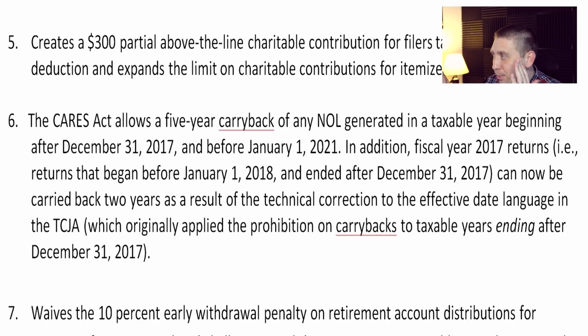So with the CARES Act, if you have an NOL that you've generated in 2020, 19 is gone now, but for 2020, which is coming up, you can take a look at this and see if there's any net operating loss you can carry back, or see if it makes sense to carry forward. But that is one of the largest tax benefits the CARES Act provides, in my opinion.